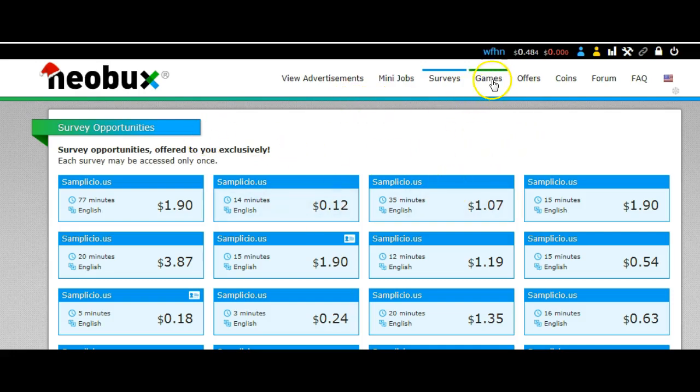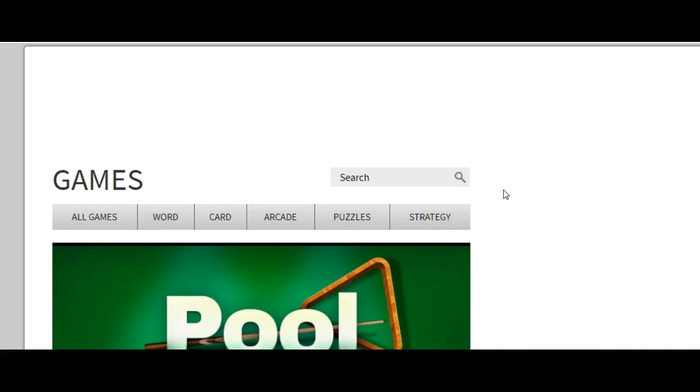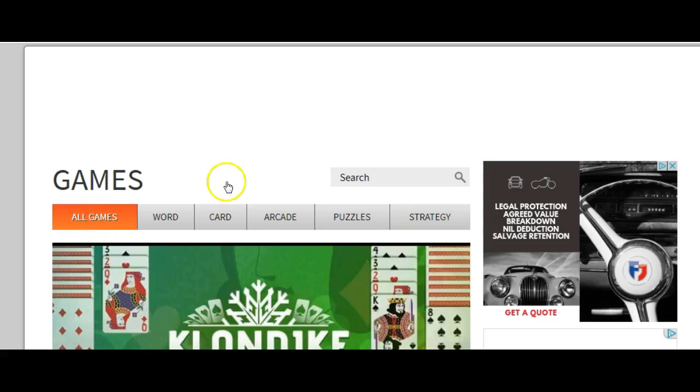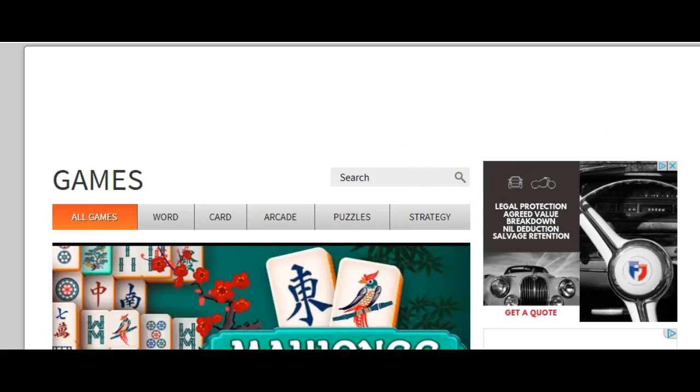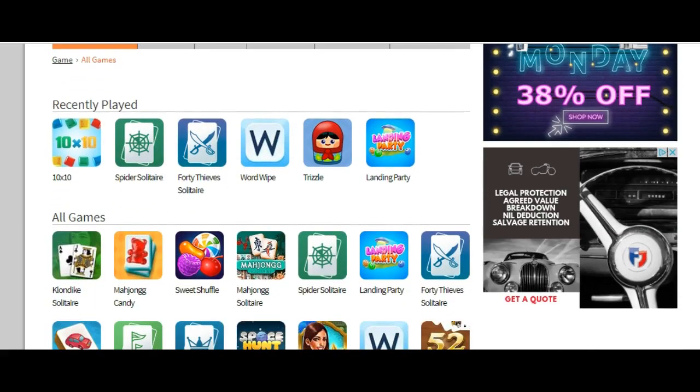But one of the other options that I quite enjoy doing is getting paid to play games. Now you don't earn an awful lot. As you can see here, you earn 0.001 per game session. However, there are quite a lot of games available, and if you're the type of person who enjoys doing the little free games on Facebook or whatever, then why not do it on Neobux instead, and you can actually get paid.